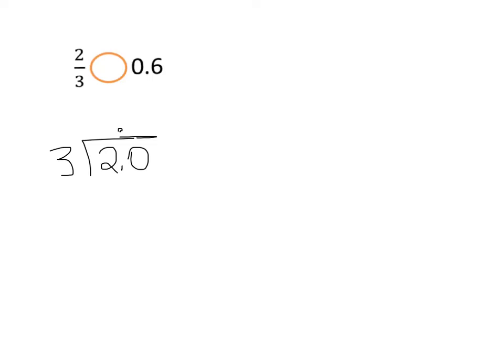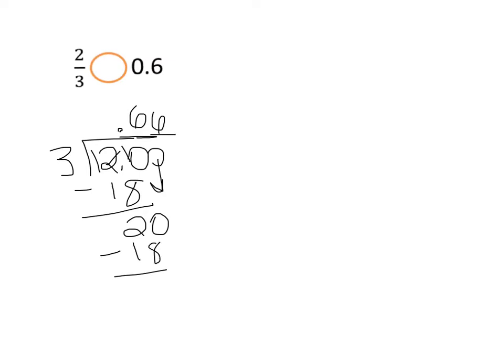3 can go into 20 6 times, and when I multiply those, I get 18. Subtract, I get 2. Bring down the 0. 3 goes into 20 again 6 times. 6 times 3 is 18, and I'm left with 2 again. As you can see, this will continue on forever, so my answer is just 0.66 repeating.